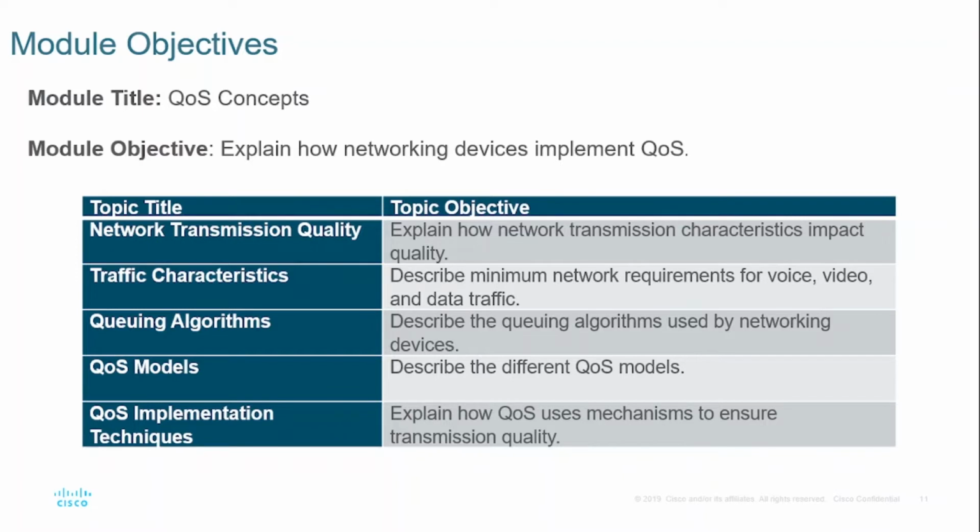Next is the queuing algorithms. It describes the queuing algorithms used by networking devices. And the quality of service models. This describes the different quality of service models. And the last one is the QoS implementation techniques. This explains how quality of service uses mechanisms to ensure transmission quality.